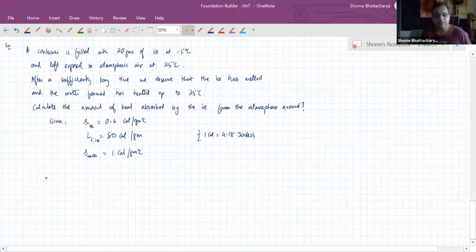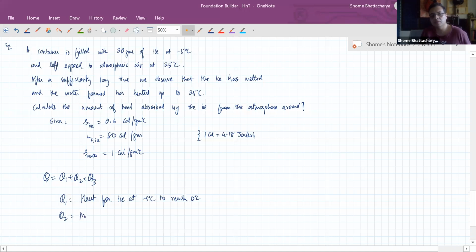So the total heat, let's say we are dividing it into three categories, Q1 plus Q2 plus Q3, where Q1 is the heat for ice at minus 5 degrees C to reach 0 degrees C. Then Q2 is for melting, and Q3 is for the heat for water to heat up from 0 degrees C to 25 degrees. So let's calculate each one of these.